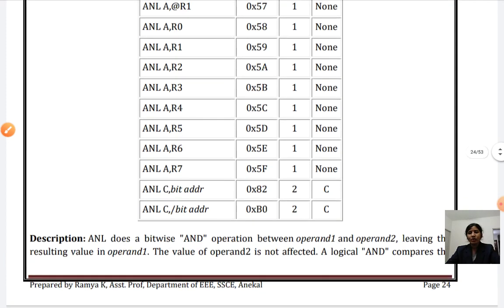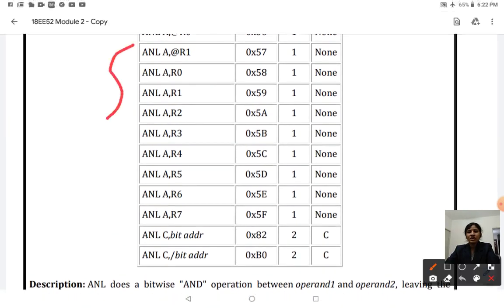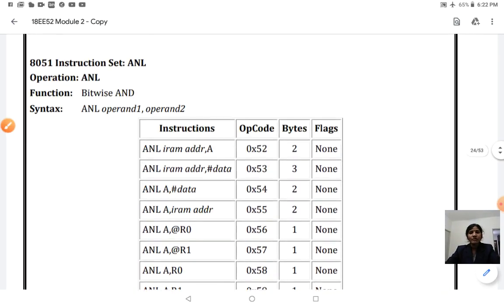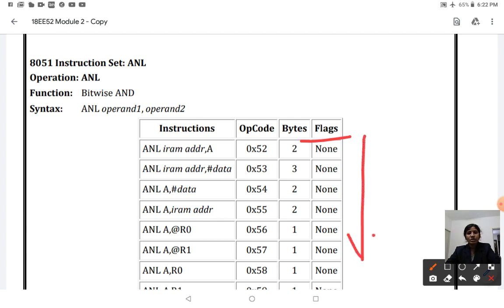These are the combinations of the AND instruction. You can use the ANL instruction with immediate addressing mode, register addressing mode, or indirect addressing mode, with any type of addressing mode. When you perform this logical AND operation, none of the flags is affected. We are not going to get any carry flag, auxiliary carry flag or parity flag. So the flags affected is none, as shown in this table, for all the instructions and whatever combinations you use with ANL.